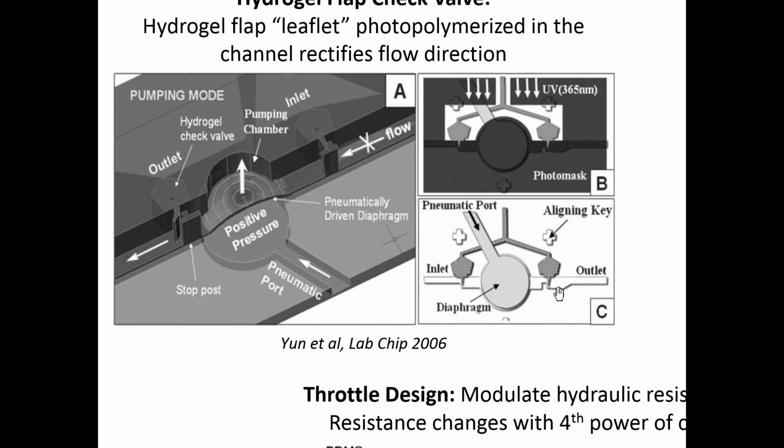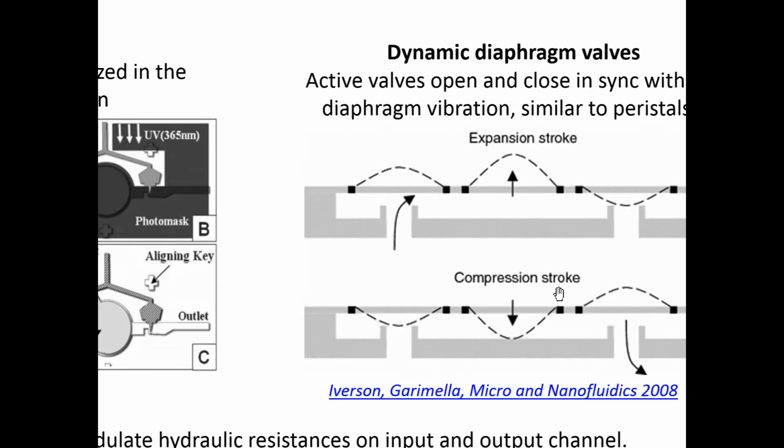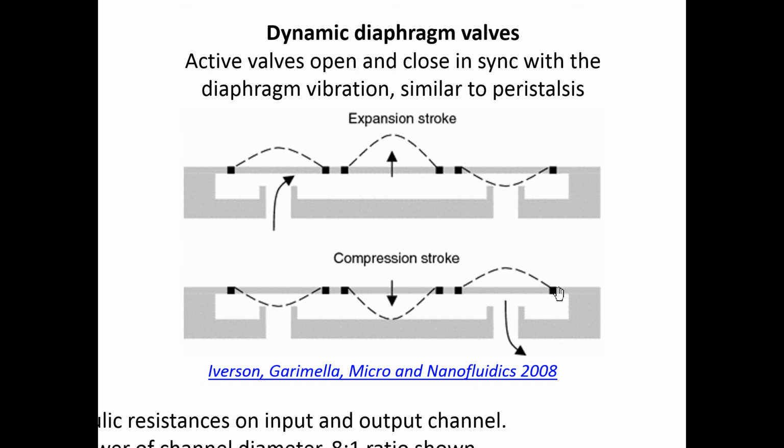So this is one type of a flap check valve. It's called a hydrogel check valve. Another type of valve is where the diaphragm itself is sectioned into 3 different components, and the 3 parts of the diaphragm move up and down at different rates. Now this is at different times. This is very similar to a peristaltic pump, which we'll talk about a few slides later.